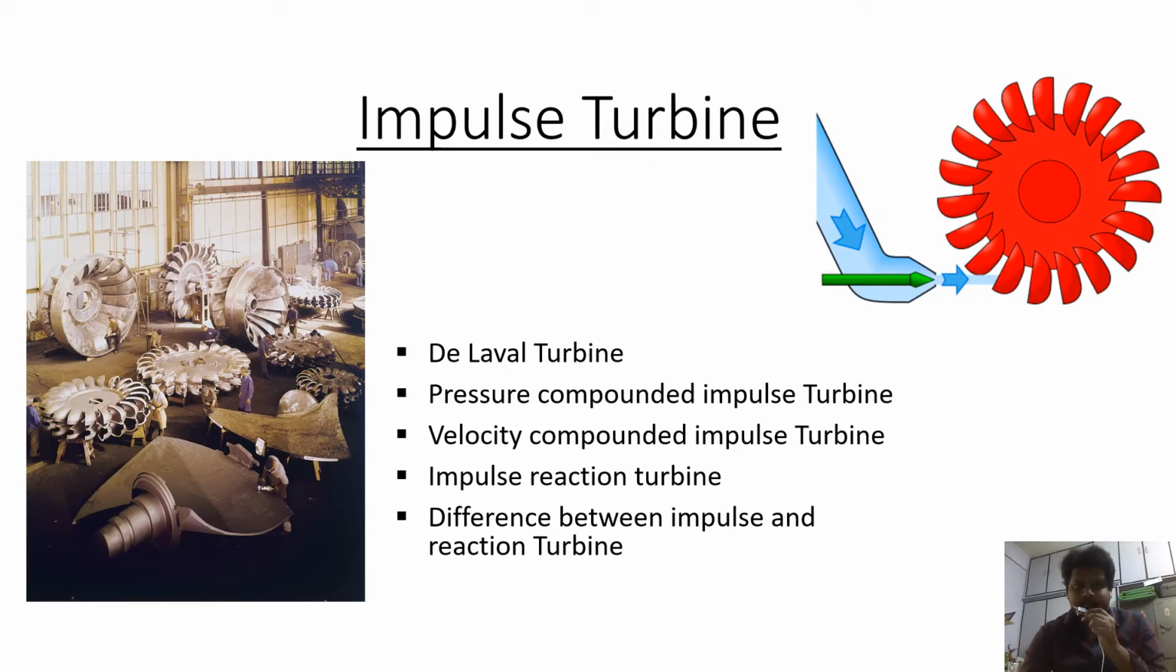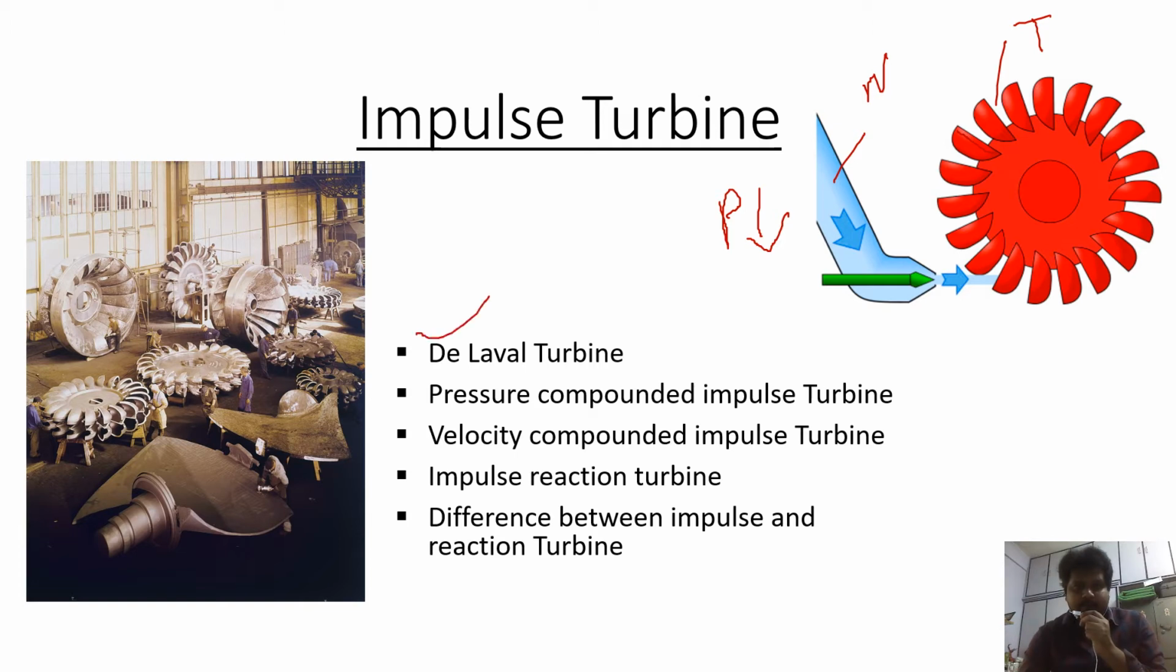Welcome to the class. Today we will discuss impulse turbine. As we know that in impulse turbine, pressure drop takes place only in the nozzle. This is the nozzle and this one is the turbine. In case of impulse turbine, pressure drop takes place only in the nozzle, not in the turbine blade. Okay. Here different types are there.